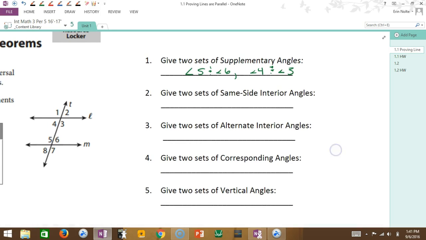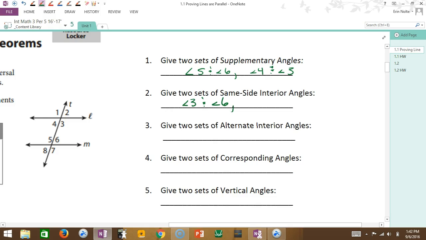Okay, same side interior angles. Can somebody tell me a set of same side interior angles? Lexi. 3 and 6. Would anybody else agree with Lexi and say that 3 and 6 are same side interior angles? Yes? Angle 3 and angle 6 are same side interior angles.